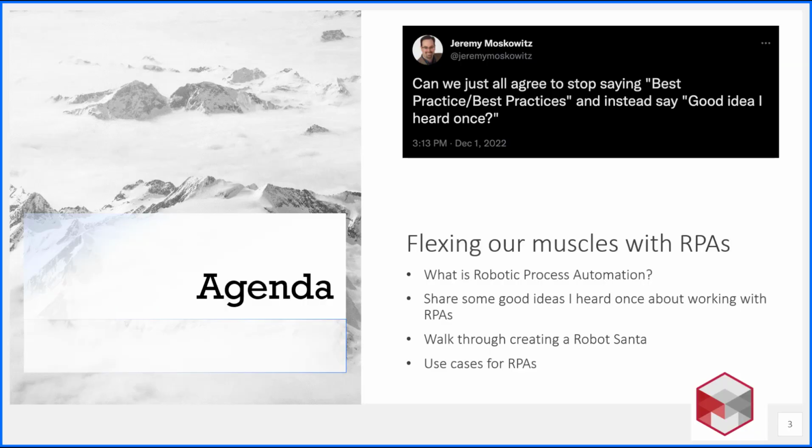So today we will quickly go over what robotic process automation is for those who are unfamiliar with it. I will then share my own best practices, or as my buddy Jeremy called them, good ideas I heard once. For the bulk of this session, though, we will go through creating a couple of RPA scripts or workflows to build a robotic Santa Claus to help Santa streamline his operations and bring it into the modern era. Finally, we'll wrap up by highlighting some other use cases that I've used RPAs for in the past.